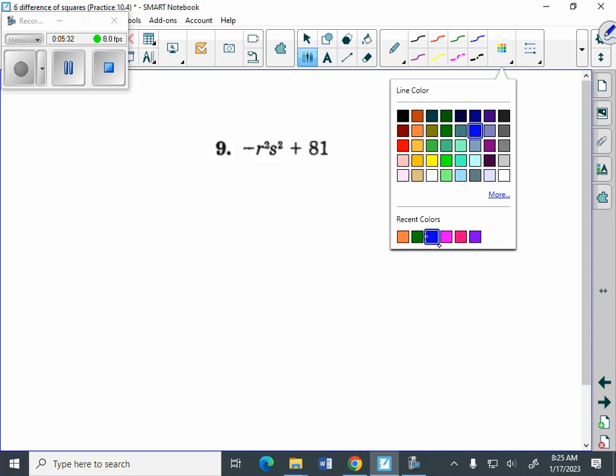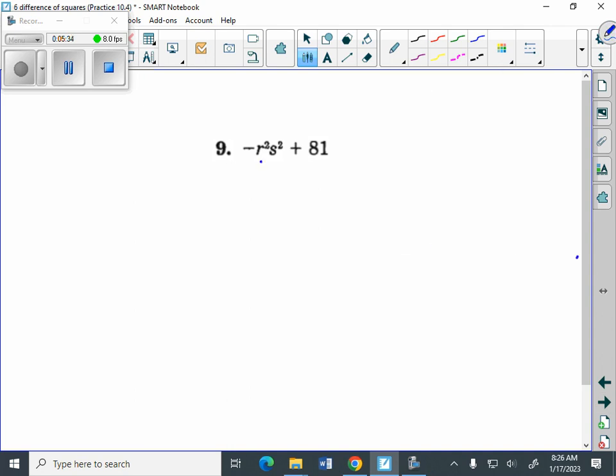Problem number 9. We have 2 terms and a minus sign. It's in a different place, but we can still use this to factor the difference of squares. Now, what may work better for us is if we write this as a subtraction problem.